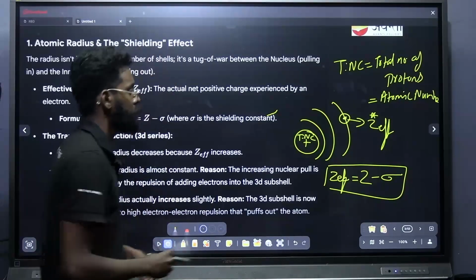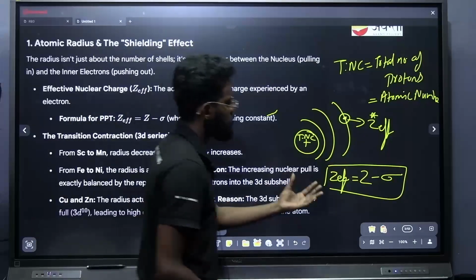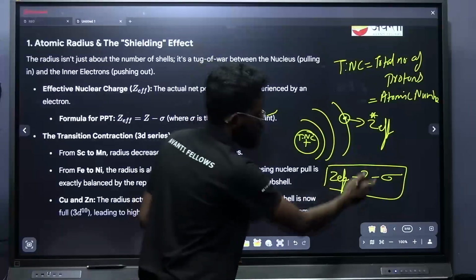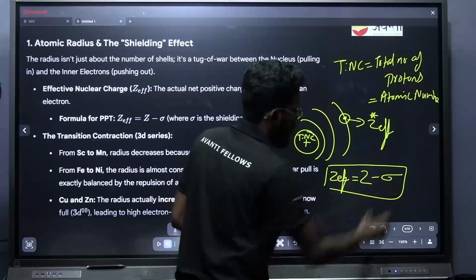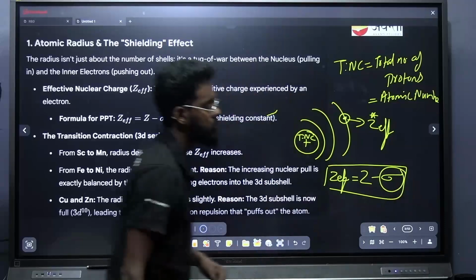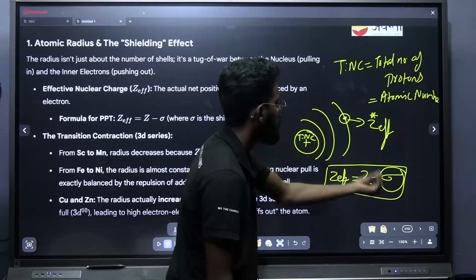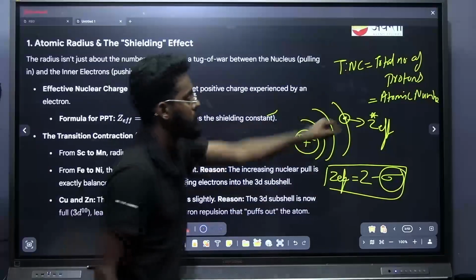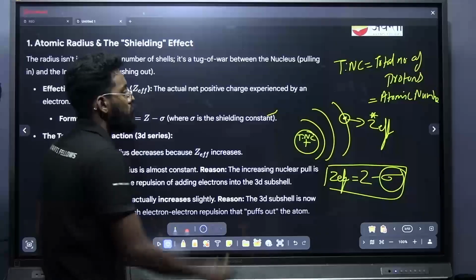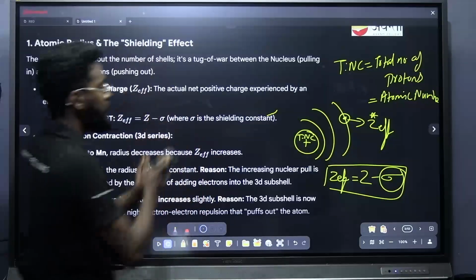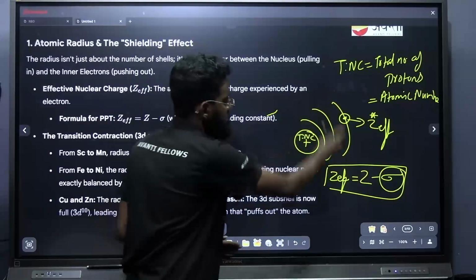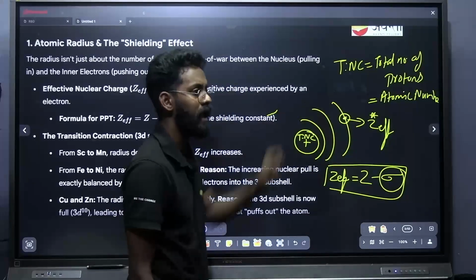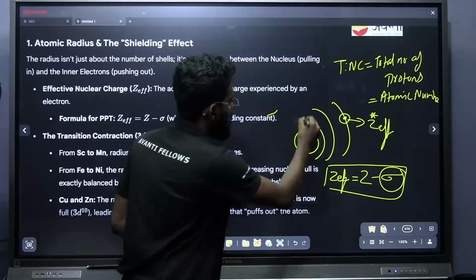Yes, okay, so we can continue. Effective nuclear charge is equal to total nuclear charge minus the screening constant. This much amount of nuclear charge is absorbed, and only the remaining is experienced by the outer shell electrons. Now I hope all of you got what shielding effect is. Shielding effect is the decrease in nuclear charge experienced by the outer shell electron due to the presence of inner shells.